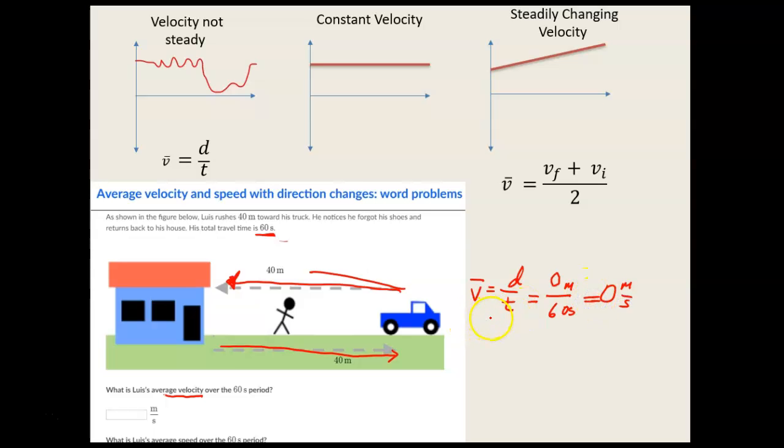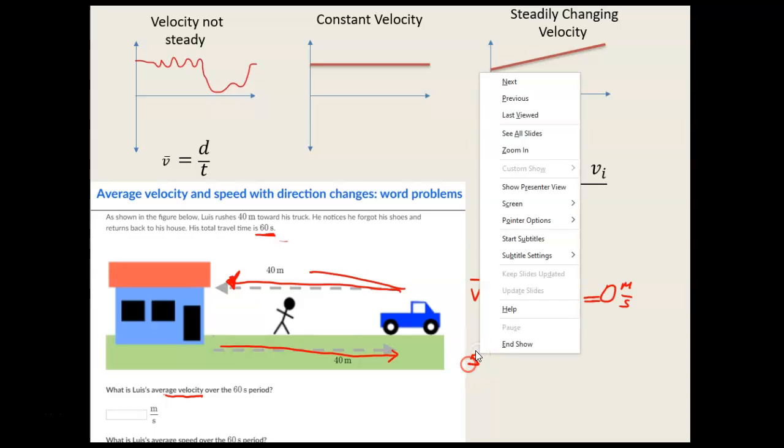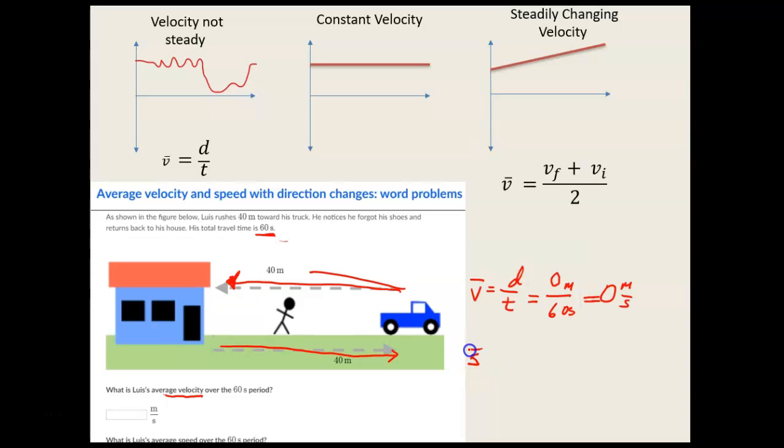All right, and then the second question, you can kind of see it here. What is Lewis's average speed over the 60-second period? Well, average speed, maybe I will use an S just to make it different. Average speed equals distance over time. Okay, well, the time we know is 60 seconds, and his distance was, if he moved 40 meters and then he moved another 40 meters, so his distance would be 80 meters.